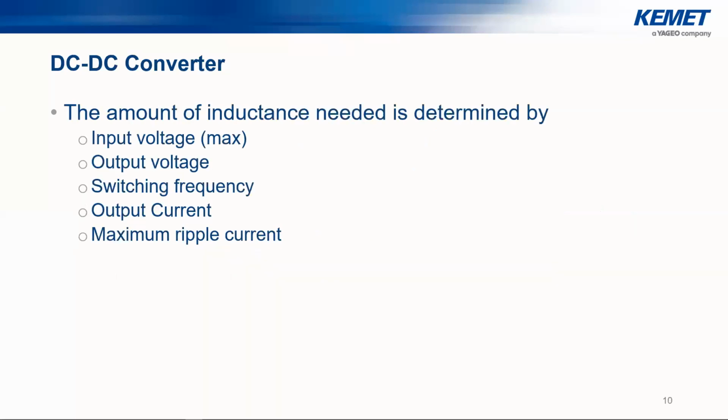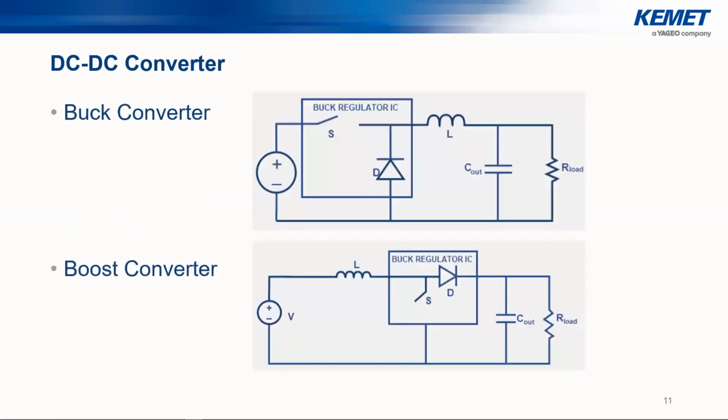So now, what finally defines the inductance we need? First, we have the input voltage, or the maximum input voltage. Then we have the output voltage, and for sure the switching frequency, the output current, and the maximum allowed ripple current. Let's go 2 pictures back, where I showed you a buck converter, or we can also take a boost converter. There's always something in common: you always have an inductor and a capacitor.